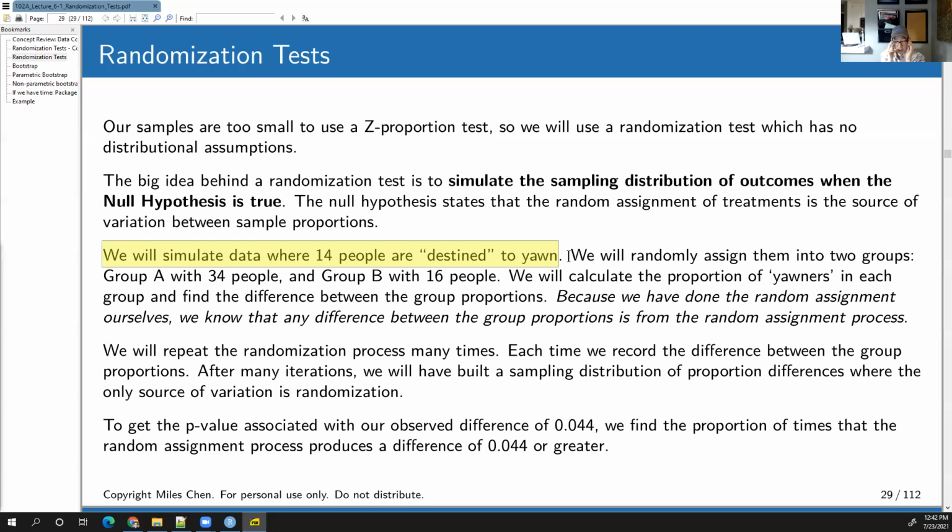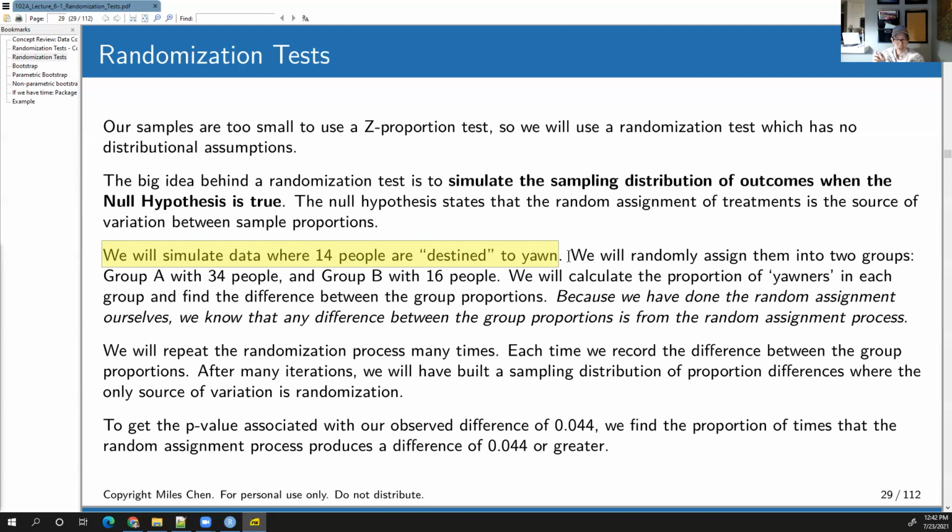Because that's what we have in the experiment. That's what we ended up with: 34 in one group and 16 in the other group, okay? And so here I'm just randomly shuffling the people into group A, which has 34 people, and group B, which has 16 people, all right? Because we did this process, we know that if we get a different proportion in group A and a different proportion in group B, that difference is just the result of randomization, okay? Because we just randomly put some people in group A and some people in group B, okay?